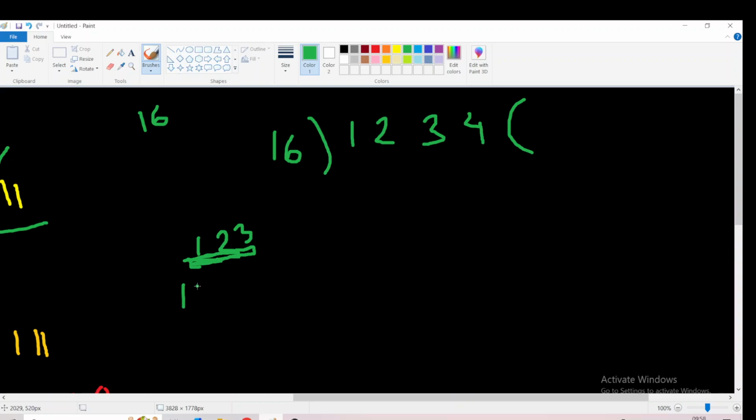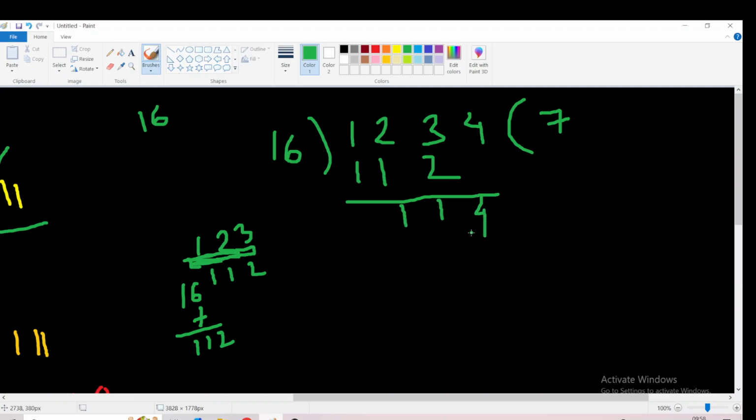16 into 7 will be 112. 16 into 7 is 70 plus 42, which is 112. So if we subtract 112 from 123, we get 11 as the remainder. So we get 7 as the quotient digit and 112. Now again, after that we'll have 114. So we have the new carry as 11, and we are taking 4 from up to down.